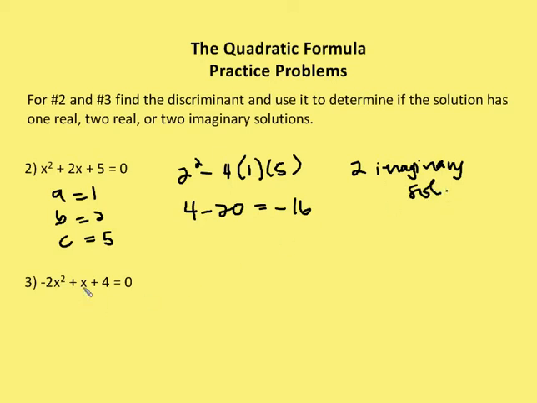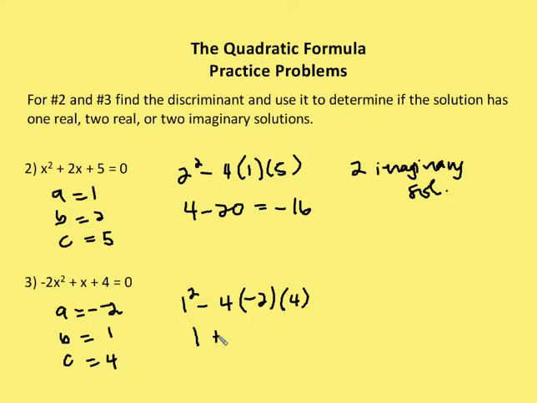Moving on to number 3. So I'm going to find out what the discriminant is again. Let's list the a, b, and c values. A value is equal to negative 2. B value is equal to 1. C value is equal to 4. I have b squared, which is 1 squared, minus 4 times a, or negative 2, times c, which is 4. So I have 1 plus 32. That equals 33. If it's greater than 0, I have 2 real solutions.